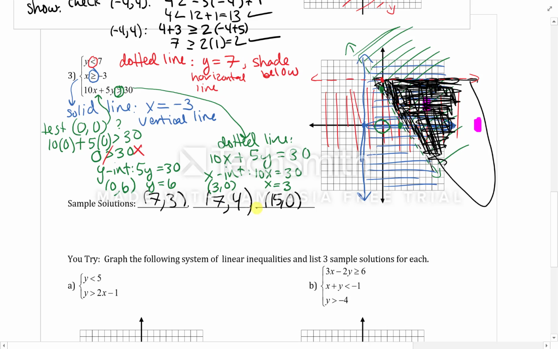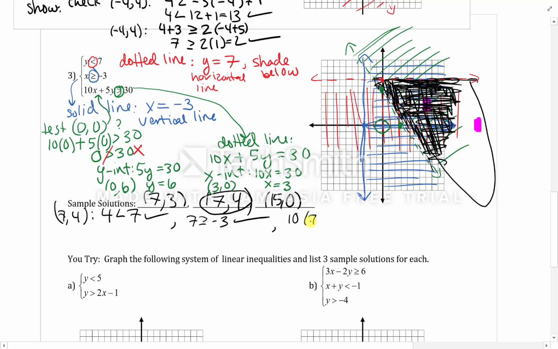Yeah, so anyways, these are sample solutions for this system of inequalities. And we could check again just to make sure. Maybe I'll check the 7, 4. That means I should be able to plug in 7 for x and 4 for y into all 3 and make each inequality true. So maybe we'll check the first inequality, which only has a y. Is 4 less than 7? Yes, it is. Then we can check the second inequality, which only has x. Is 7 greater than or equal to negative 3? Yes, it is.